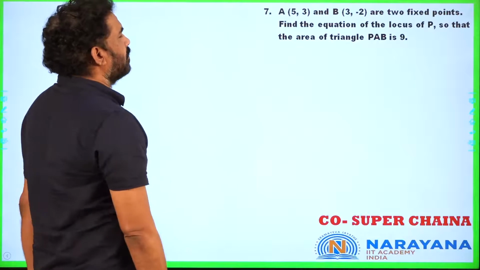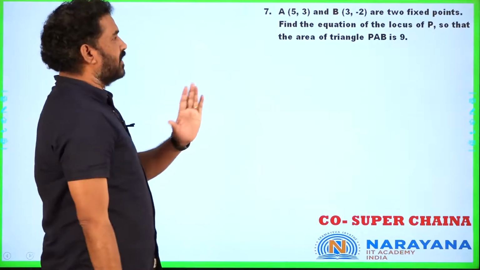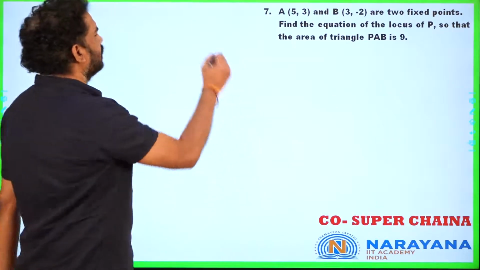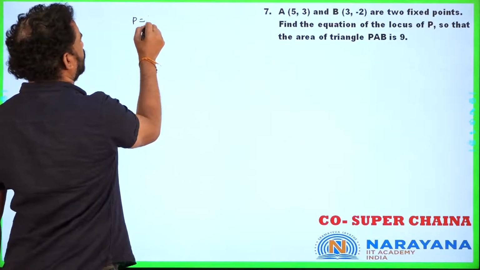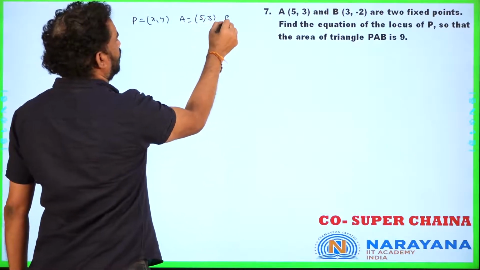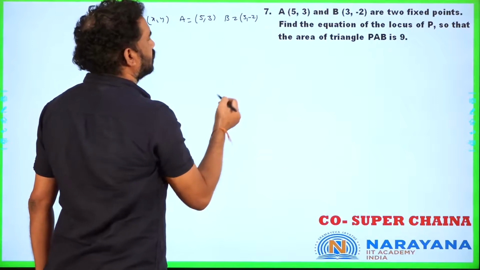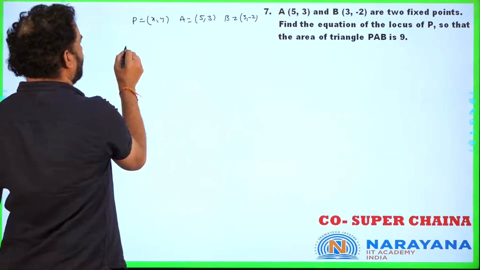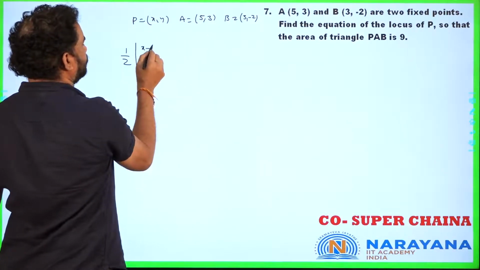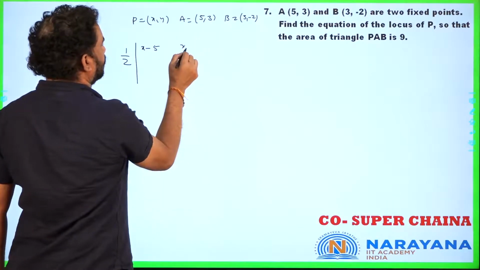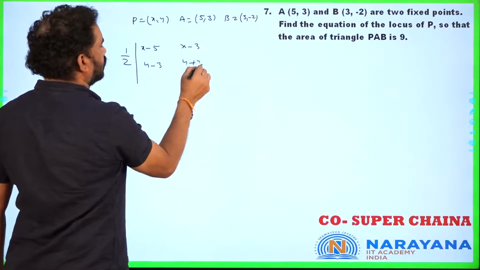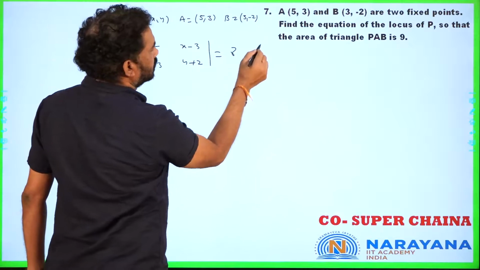Next, A (5, 3) and B (3, -2) are two fixed points. Find the locus of P so that the area of the triangle PAB is equal to 9. Same. So let us take P equal to (x, y), A equal to (5, 3), B equal to (3, -2). Area is given as 9. What is the area of the triangle? Half into (x minus 5), (x minus 3), (y minus 3), (y plus 2) is equal to 9.